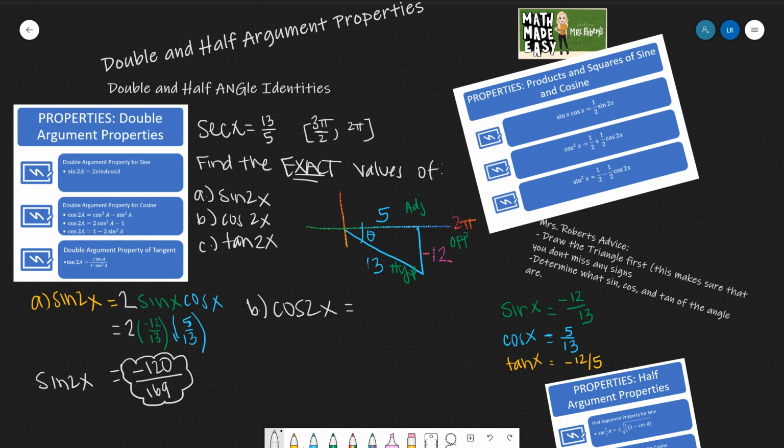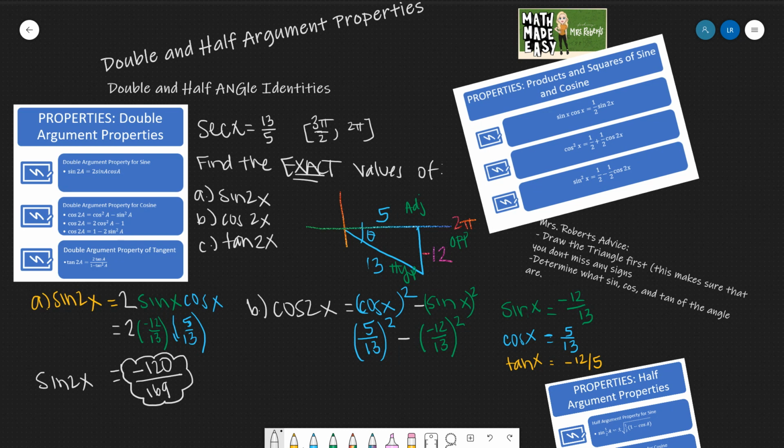What the first one says is that if we take cosine of x and we square it, and then we subtract sine of x and we square it, we're going to get whatever that double angle is. Well, we know cosine is 5 over 13. Just replace that. Don't forget to square it. We know sine is negative 12 over 13. Don't forget to square it. We did the pre-calculus piece of it.